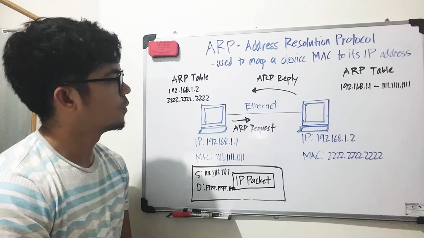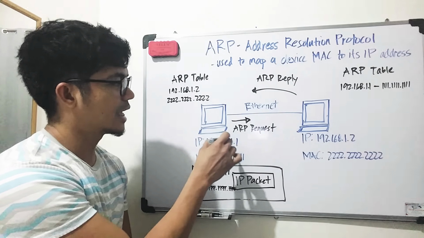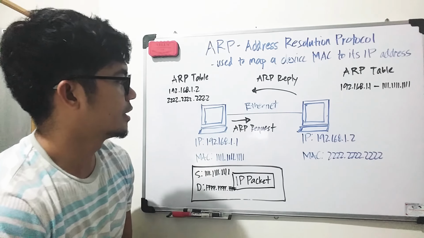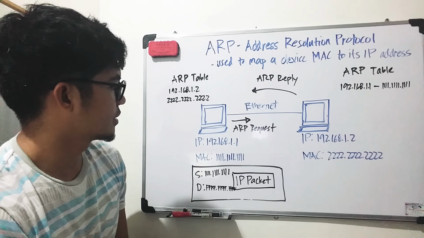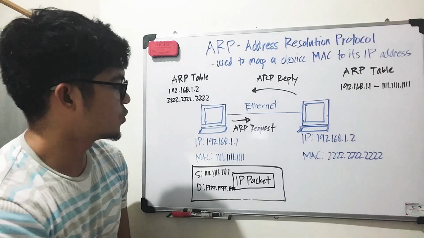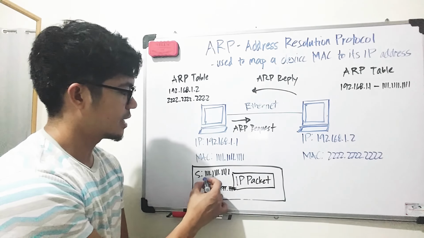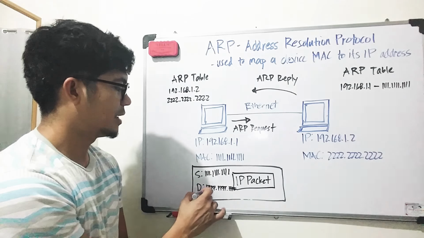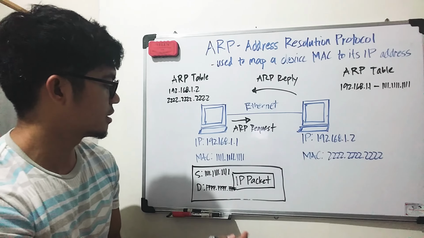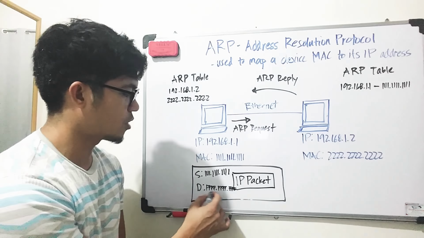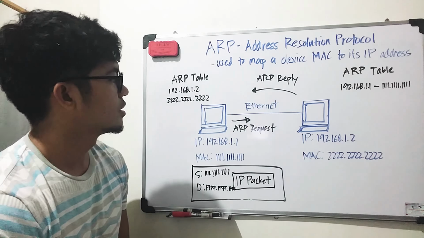So what happens is that this PC will send an ARP request. In the ARP request, you will have the IP packet, the source and the destination, and the source MAC address. But of course we don't know the destination MAC address yet, so we're going to use the broadcast address, the all Fs address.